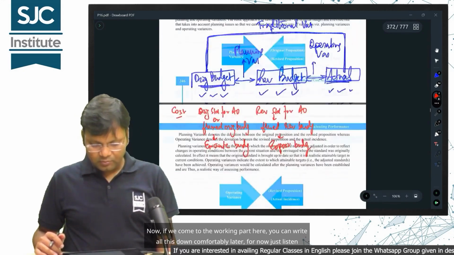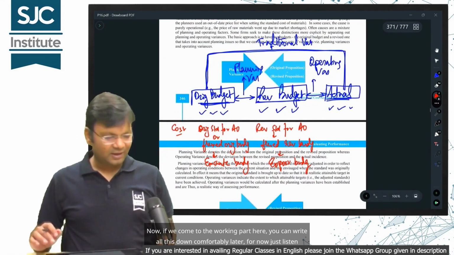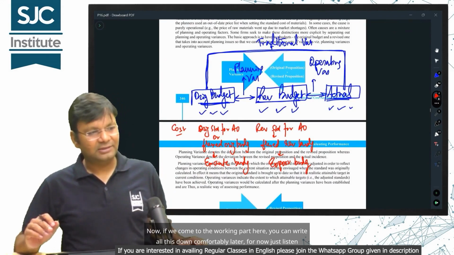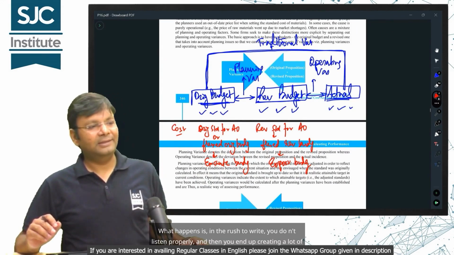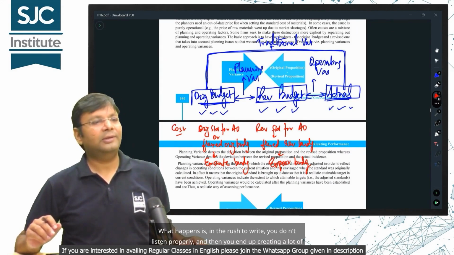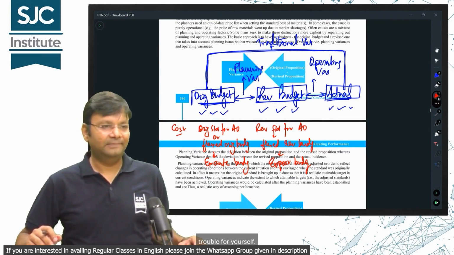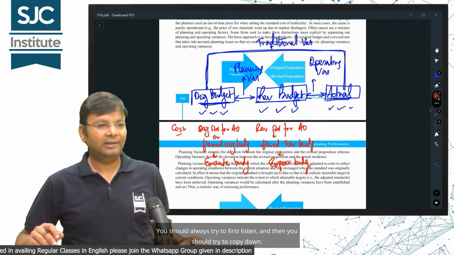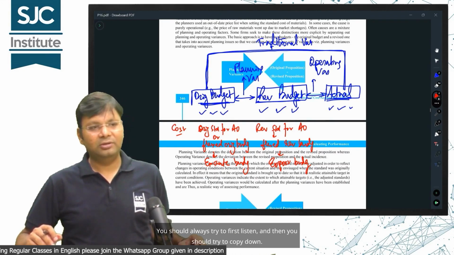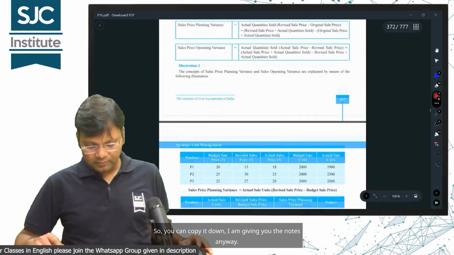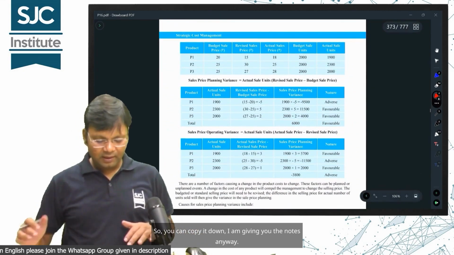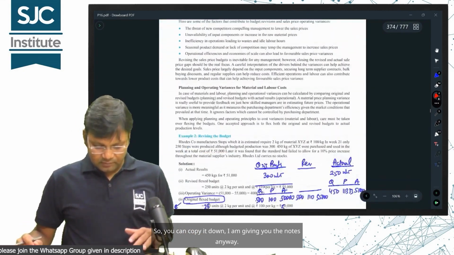Now, if we come to the working part here, you can write all this down comfortably later. For now, just listen. What happens is, in the rush to write, you don't listen properly and then you end up creating a lot of trouble for yourself. You should not do that. You should always try to first listen and then copy down. I am giving you the notes anyway.